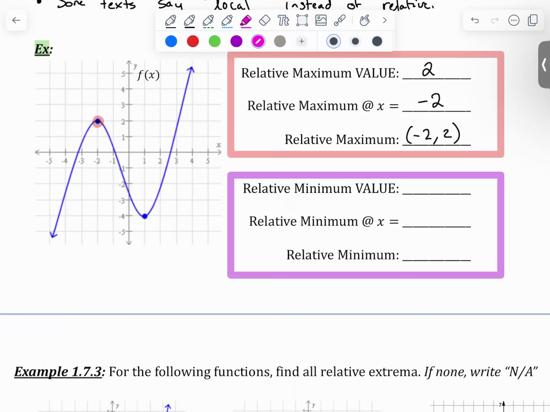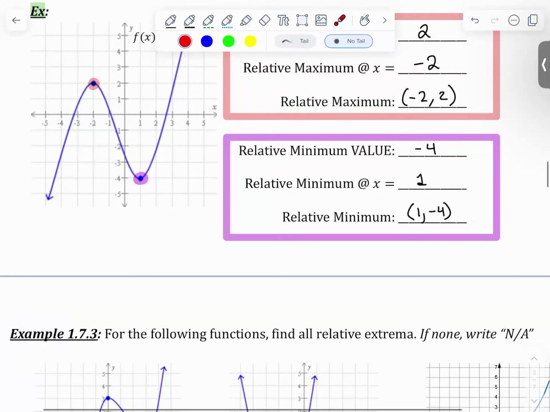Similarly, the relative minimum is where we're at the bottom of a valley, which is right there. This function only has one relative maximum and one relative minimum. And so the relative minimum value is -4, and it occurs at x equals 1. So the relative minimum is the point 1 comma -4, x comma y. So that's just the jargon in action.